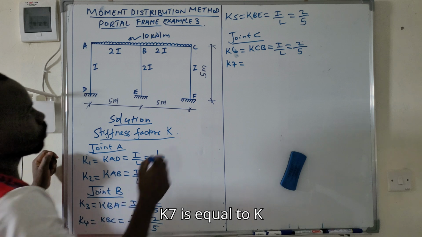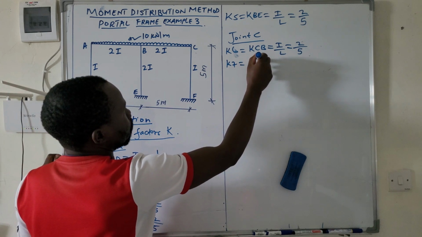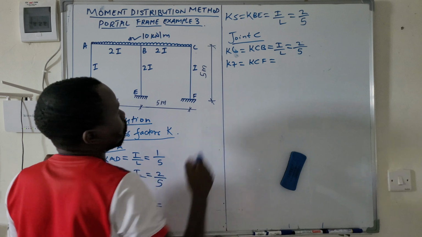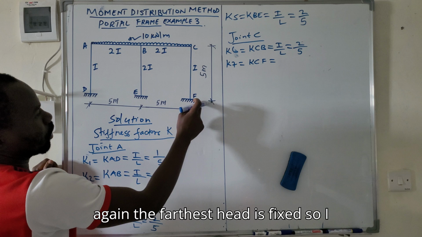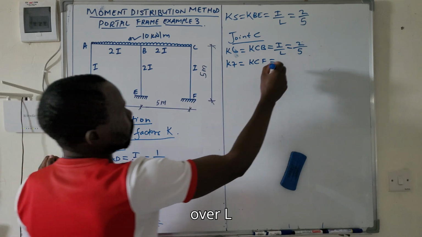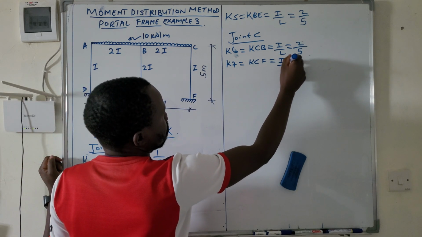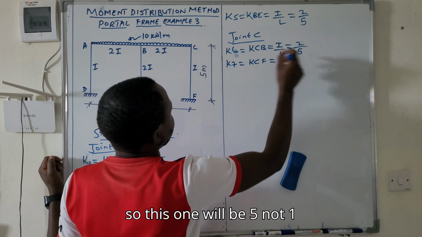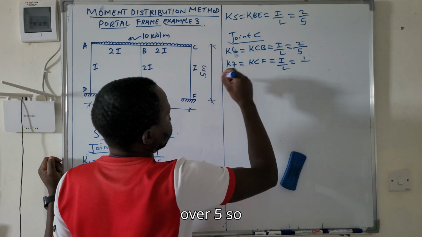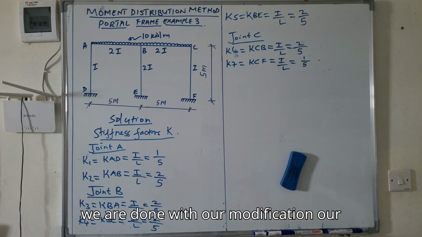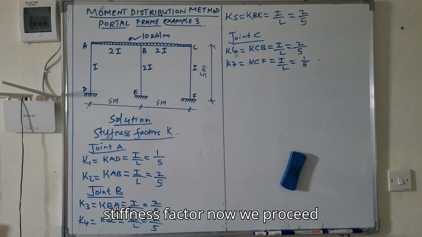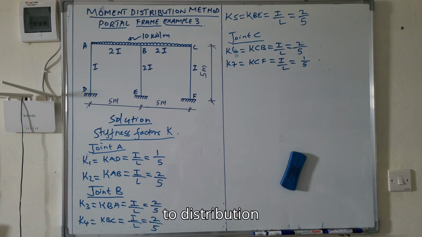K7 is equal to KCF, which is equal to, again, the farthest end is fixed, so I over L. So this one will be 2 over 5, not 1 over 5. So we are done with our modification of the stiffness factor. Now we proceed to distribution factors.